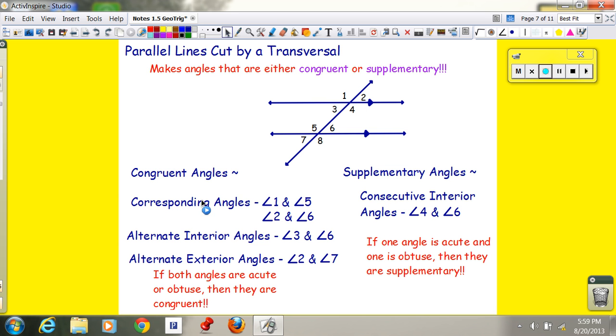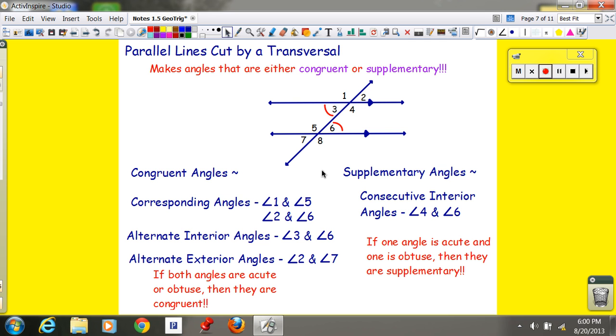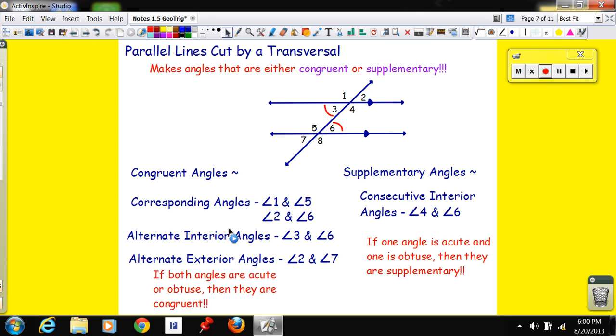We talked about the corresponding angles. So you can see 1 and 5 are corresponding. 2 and 6 are also corresponding. 2 and 6 are the acute angles right there, and 1 and 5 are obtuse angles. And then in alternate interior angles, you can see 3 and 6 are alternate interior. 4 and 5 are also alternate interior. They're also congruent. They're both obtuse. And then we have the alternate exterior angles. They're on alternating sides and they're outside the lines. 2 and 7 are congruent. 1 and 8 are also congruent because they're alternate exterior and they're both obtuse.